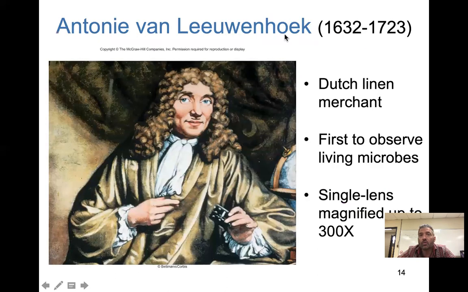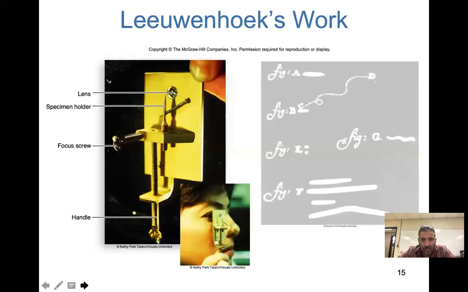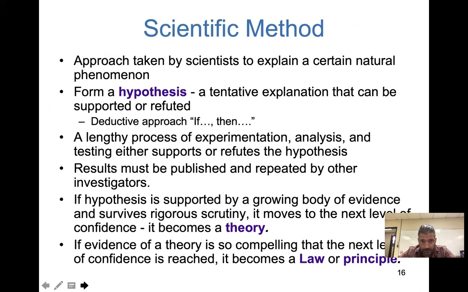Oh, Leeuwenhoek, Anthony van Leeuwenhoek. All right, Dutch linen merchant, first to observe living microbes, single lens microscope, up to 300x. And there was stuff just crawling around this wig, nasty. There's his first microscope. Pretty awesome.